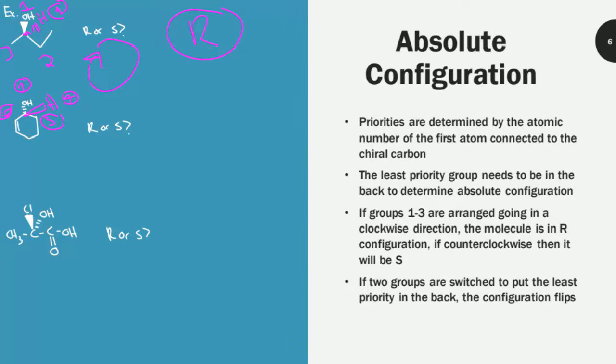I'll change from black. Okay, so now my least priority group is in the front. I don't want it in the front, I want it in the back. My first priority group is in the back right now, so I'm going to switch 1 and 4. And remember to keep your lines all the same. I'm not moving my lines, I'm just moving the groups. So I switch the first priority group and the 4th priority group to get the 4th one in the back.